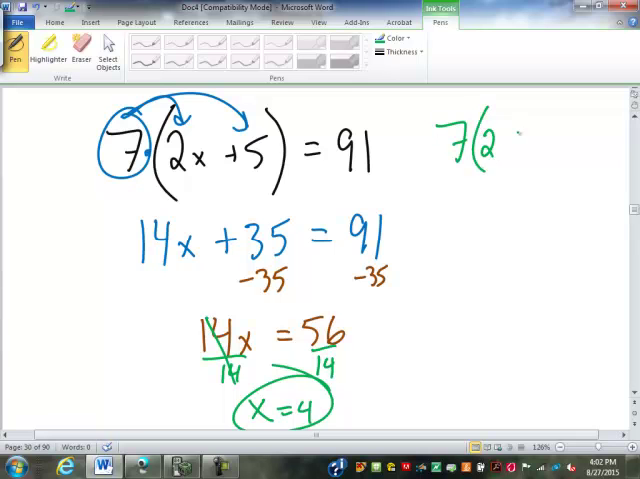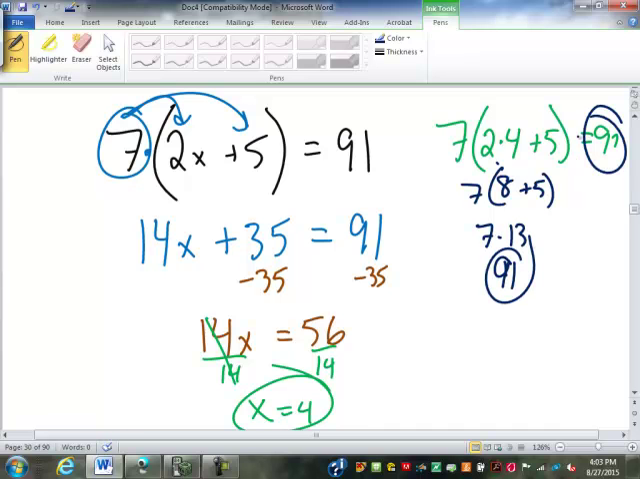And just like any others, we can go back here and plug this in. 7 times, parentheses, 2x becomes 2 times 4 plus 5. 2 times 4 is 8. Plus 5 is 13. And 7 times 13 is 91. So it works out.